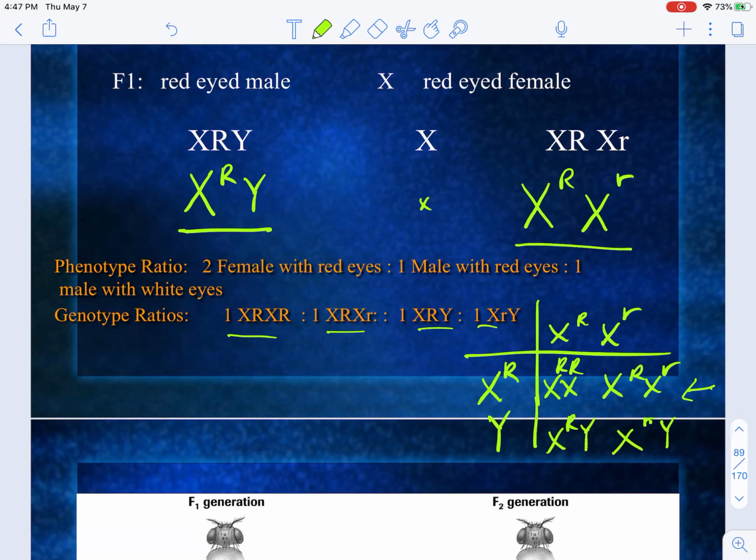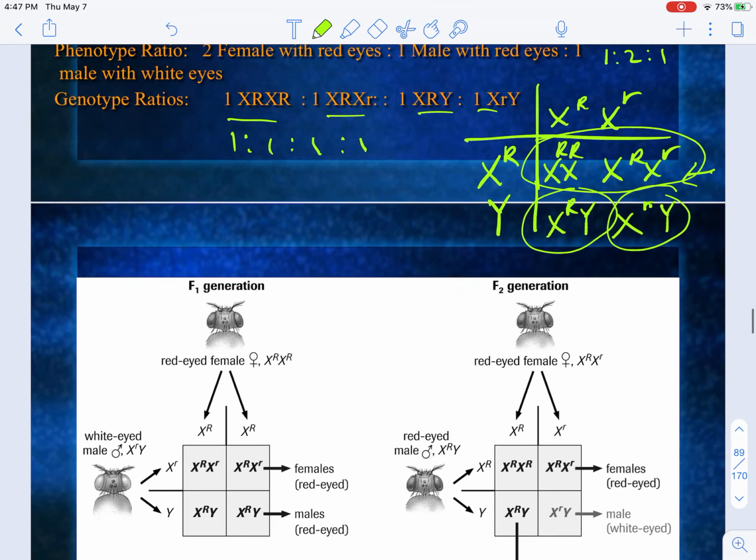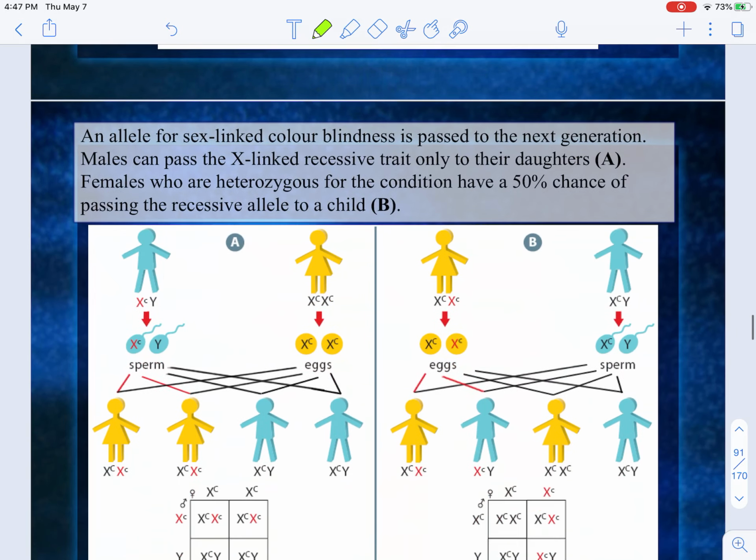These are all different genotypes, but physically all girls have red eyes, and half the boys are red, half the boys are white eyes. So in that case, for phenotype, we have a 1-to-1 ratio. For genotypes, there's four different ones, so it's a 1-to-1-to-1-to-1 ratio for genotypes. Okay, these are pretty easy.